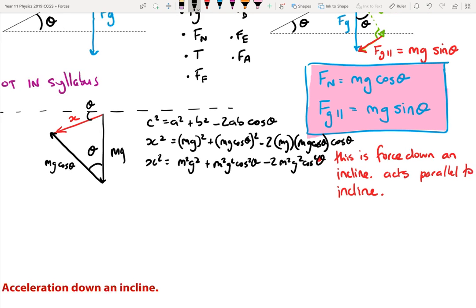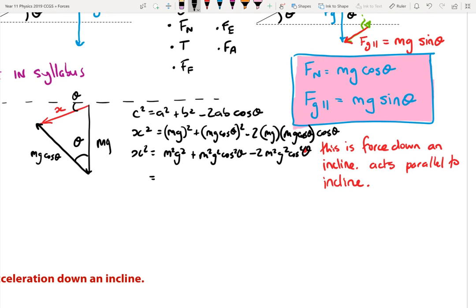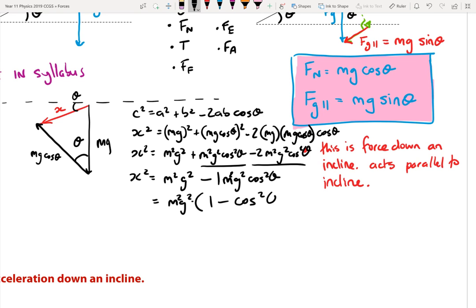And then we can stop there and probably factorise out. You've got 1 m squared g squared cos squared theta minus 2 m squared g squared cos squared theta. So that becomes m squared g squared minus 1 m squared g squared cos squared theta. That's also equal to x squared. And then we can factorise out. That's m squared g squared outside of 1 minus cos squared theta.